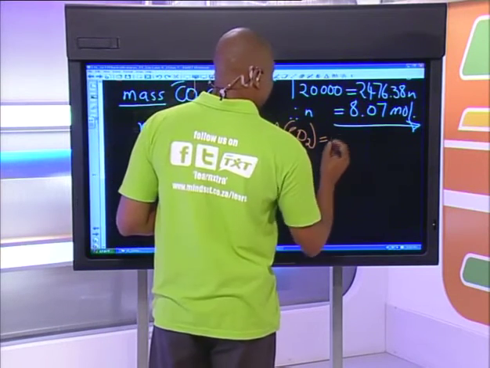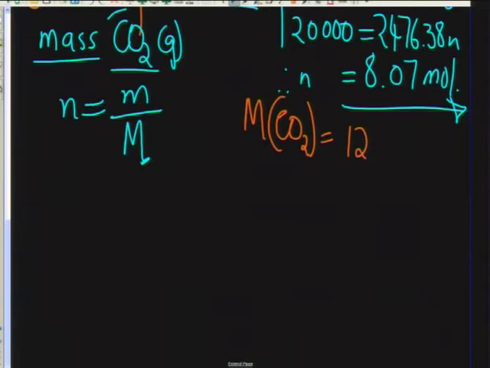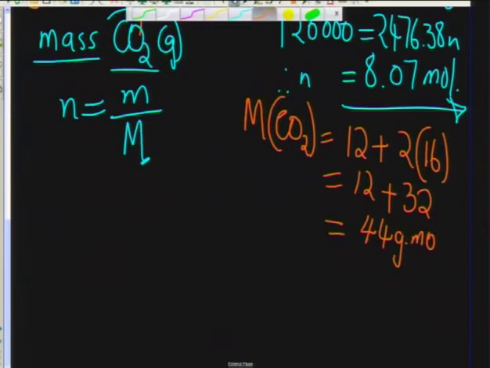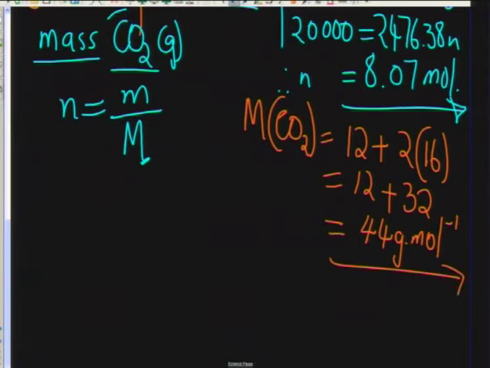So let's have a look at carbon. If you check your periodic table, you'll see it is 12 plus, for oxygen, it's 16. So it's 2 of the oxygen atoms there. So it's 2 into 16. So we've got 12 plus 32. And that gives us 44 grams per mole. Okay? 44 grams per mole. Right? So that is what we have here. 44 grams per mole. That is the molar mass of carbon dioxide.